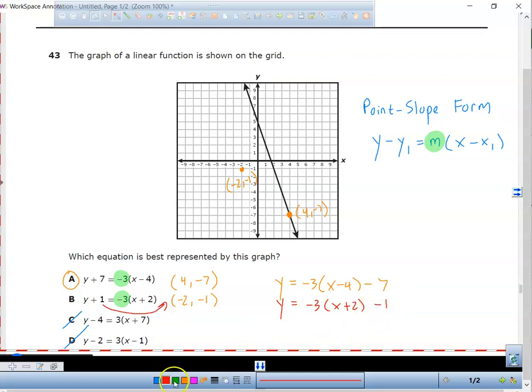Negative 1. Very good. Let's do answer choice C. If you wanted to check, answer choice C: y equals 3 parentheses x plus 7. If that says negative 4 and I move it across this equal sign right here, it becomes a positive 4. And last but not least, y equals 3 parentheses x minus 1.